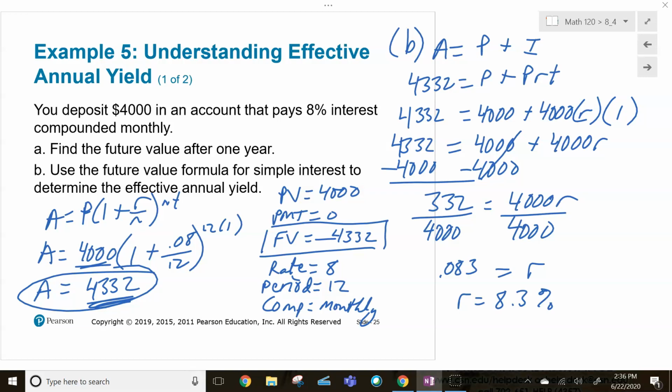So this is saying, if I was to invest the money and only have it kick out interest at the end of the year, like a simple interest situation, I would have to get 8.3% to have 332 free dollars. But if I just get 8% compounded monthly, I'm going to get the same amount of free money. Again, this is the effective annual yield.